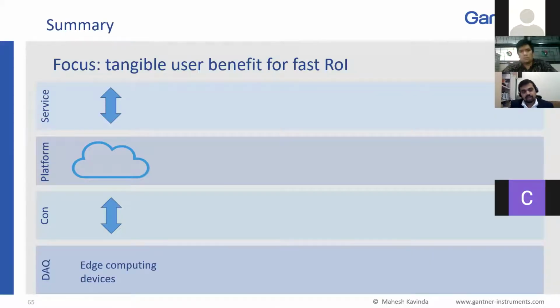So in the entire summary of my presentation, on the slide focus, there are certain tangible user benefits for fast ROIs. So in terms of noise measurement, vibration measurement, strain, temperature, any type of sensor measurements.